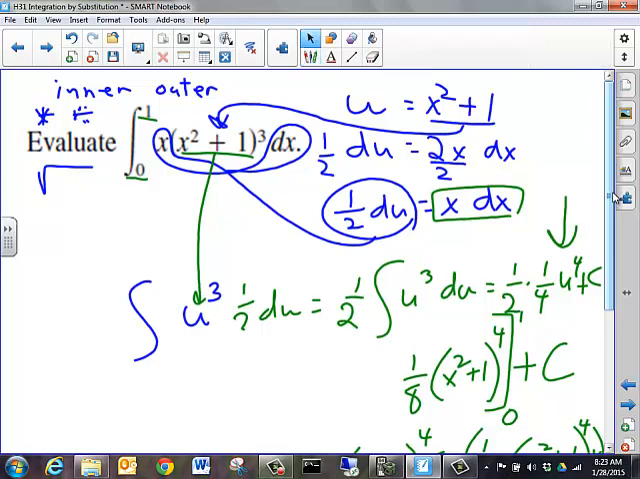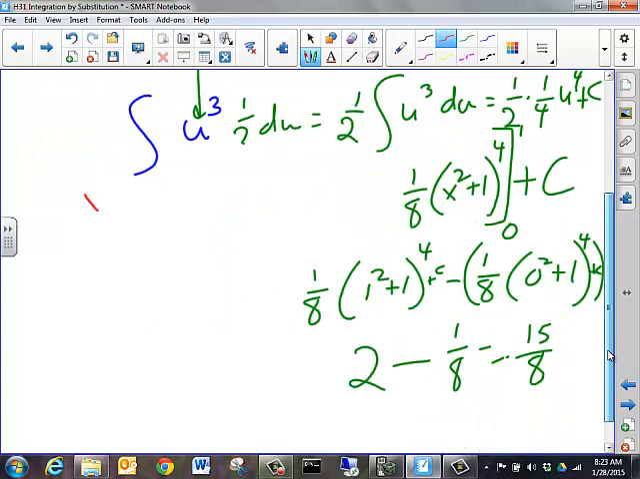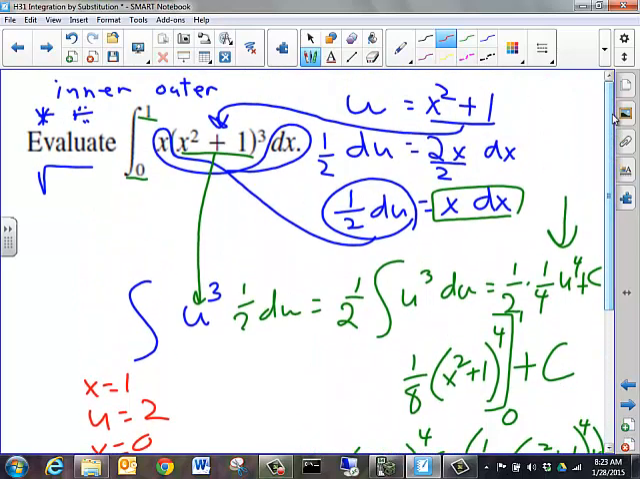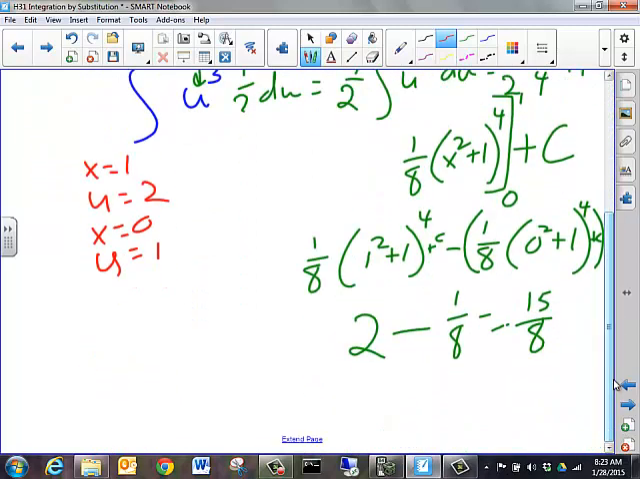You could say when x equals 1, u equals 2. When x equals 0, u equals 1. Y'all see where I got those from? Because if I put 0 in here, 0 squared plus 1 is 1. And when I put 1 in, 1 squared plus 1 is 2. So I should get the same number if I evaluate 1/8 u to the 4th at 1 and 2, because when x is 0 and 1, u is 1 and 2. And if you evaluate that, I think you'll find that you get 15 eighths again.